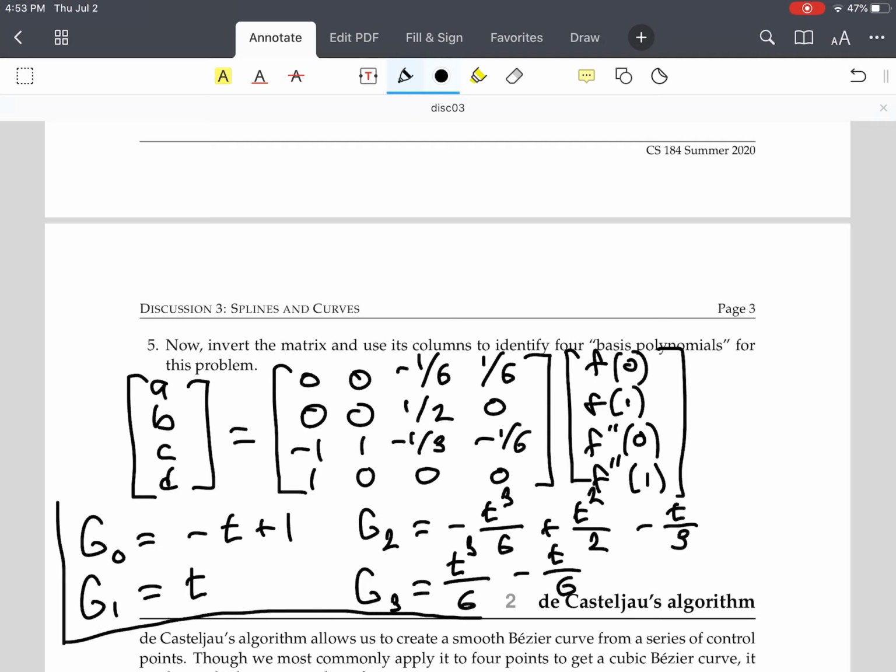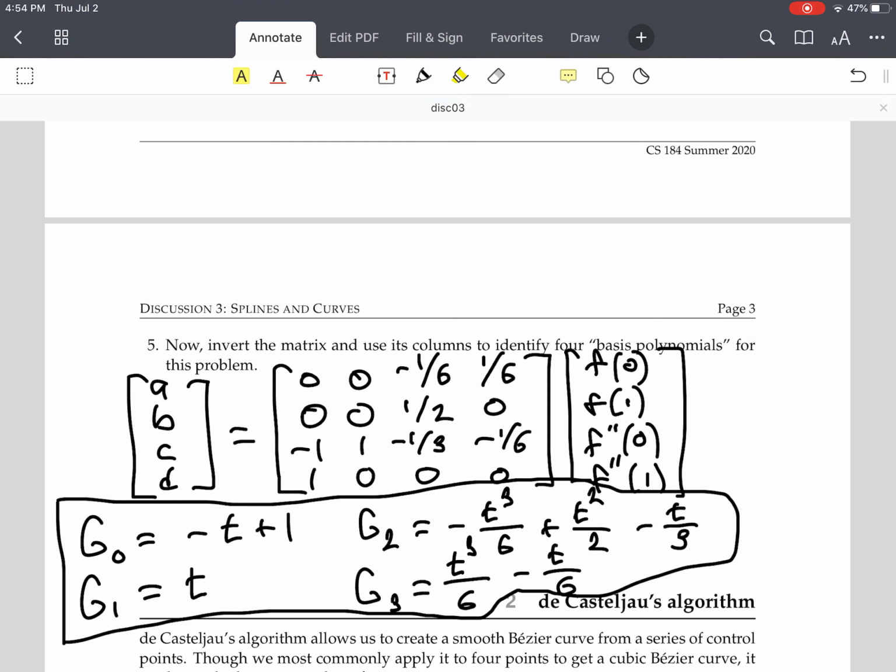These are our 4 basis functions. Sorry, I ran out of space a little bit, but there we go. So we inverted the matrix and then just read off the columns. And once again, go check out the lecture for a little more in-depth explanation of this. Okay, so let's keep on going.